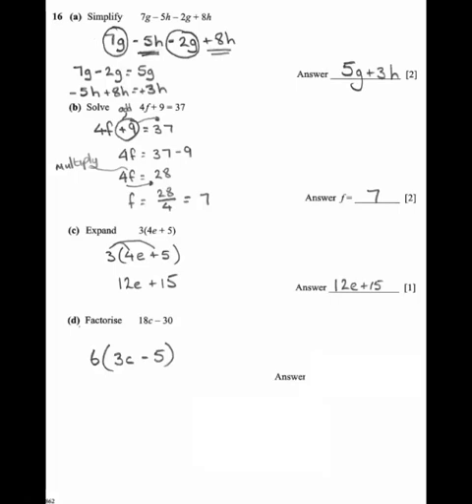If you were a bit unsure about the highest factor, you could take the 18 and the 30 and get the factors of 18 and 30, break it down. So 1 times 18, 2 times 9, 3 times 6, and so on with the 30. And you look for the highest number that's common between both of them, and you'll see 6 there, and that's what you take out and put outside the bracket. So the final answer is 6 bracket 3c take away 5.